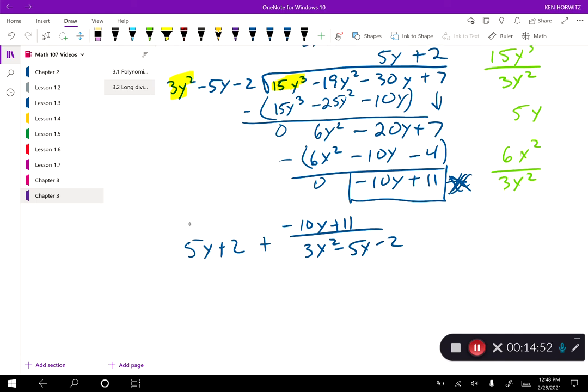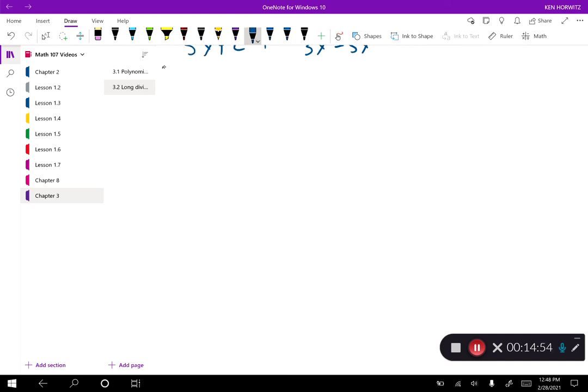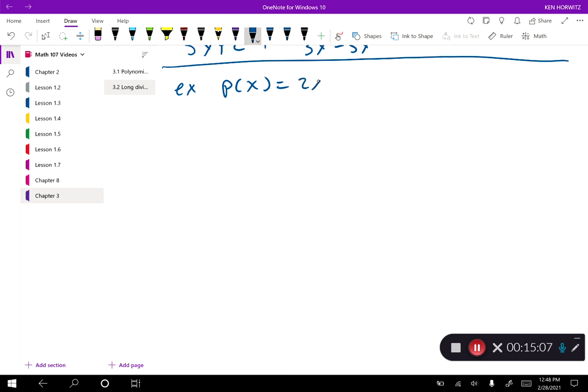All right. So I think sometimes these theorems are best explained by an example. So let's let p of x equal 2x cubed minus 5x plus 3. And I want to find p of negative 2 using the remainder theorem.